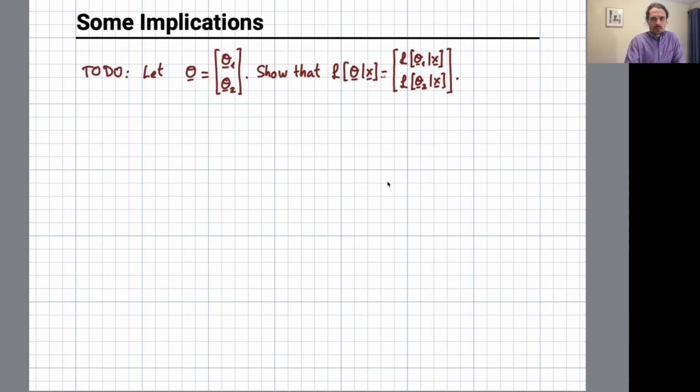Now let's see some of the implications of these properties. Here we have an exercise where the parameter vector to be estimated is defined in terms of two blocks, so two subvectors that are concatenated vertically. And the goal is to show that the LMMSE estimator of theta is just the result of stacking vertically the LMMSE estimators of each of these vectors.